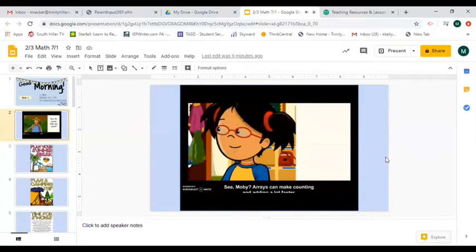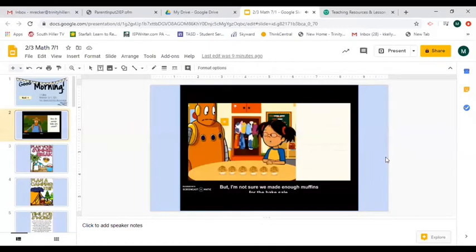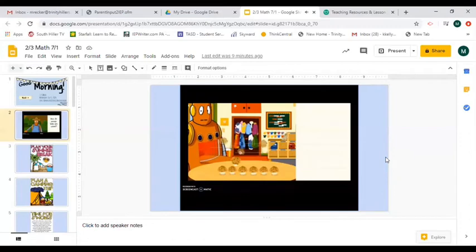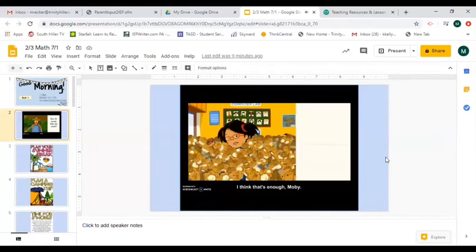See, Moby, arrays can make counting and adding a lot faster. But I'm not sure we made enough muffins for the bake sale. I think that's enough, Moby.